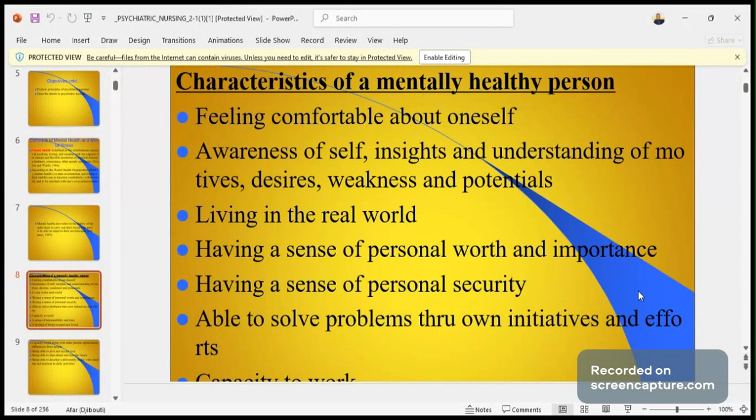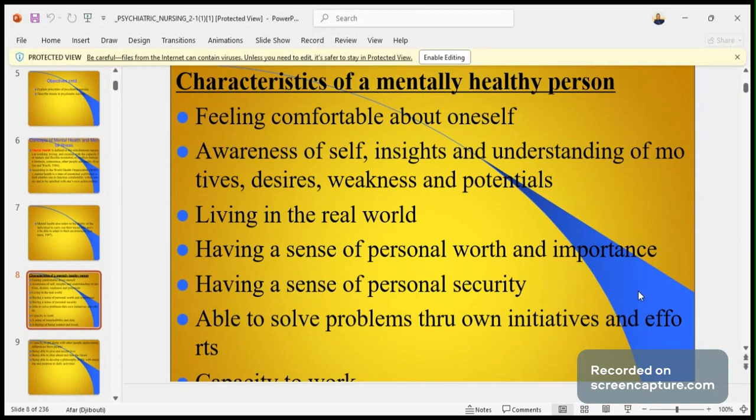You can smile when there's something to be smiled about. You respond emotionally according to the situation. Not that you find somebody very furious, frowning for no reason. You find somebody overly excited, ever laughing over petty matters. That does not conform to a mentally healthy person.